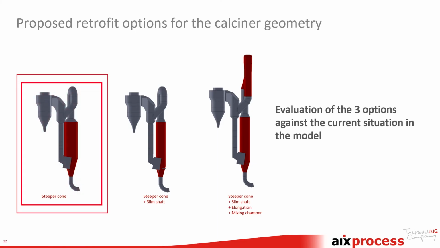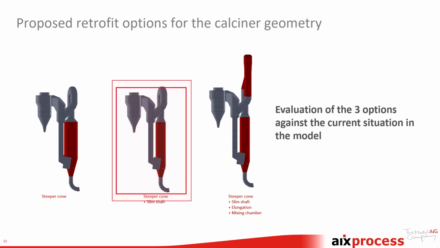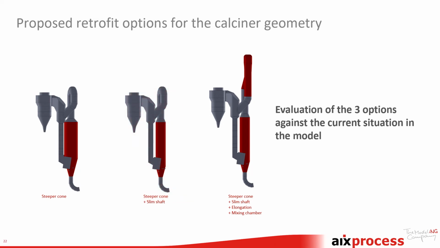So for the optimization, we had a lot of different opportunities or possibilities, but I want to show you just some simple ones. We introduced a steeper cone, and a steeper cone combined with a slimmer shaft, so as to raise the velocities, which on the one side reduces the time that is available within the calciner, but also reduces the pumping. So you have a more stable pneumatic conveying at the bottom.